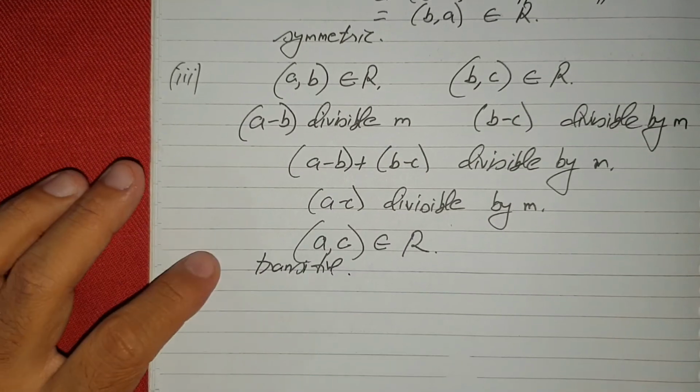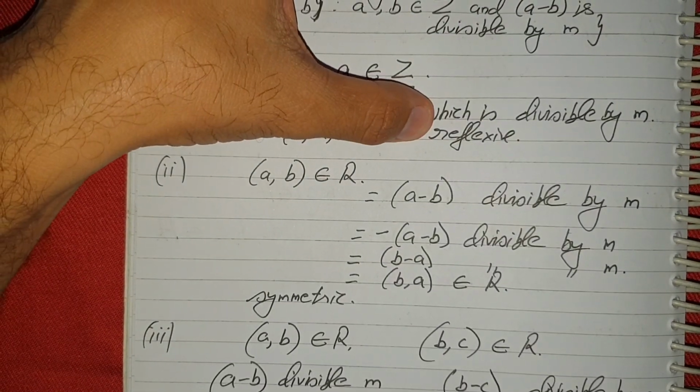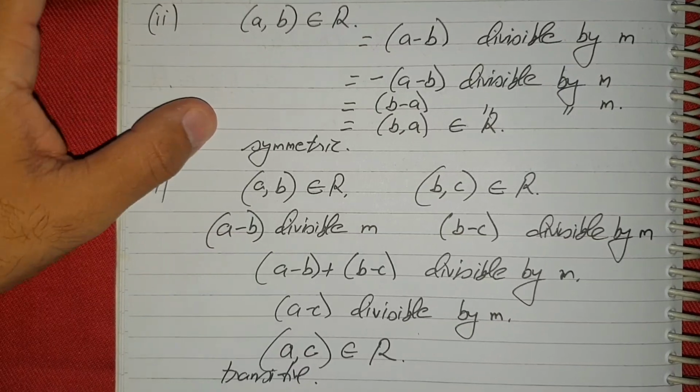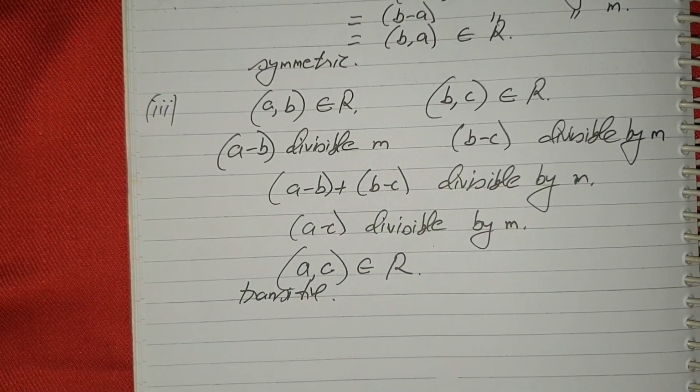So as we can see, R is reflexive, symmetric, transitive. Hence R is an equivalence relation.